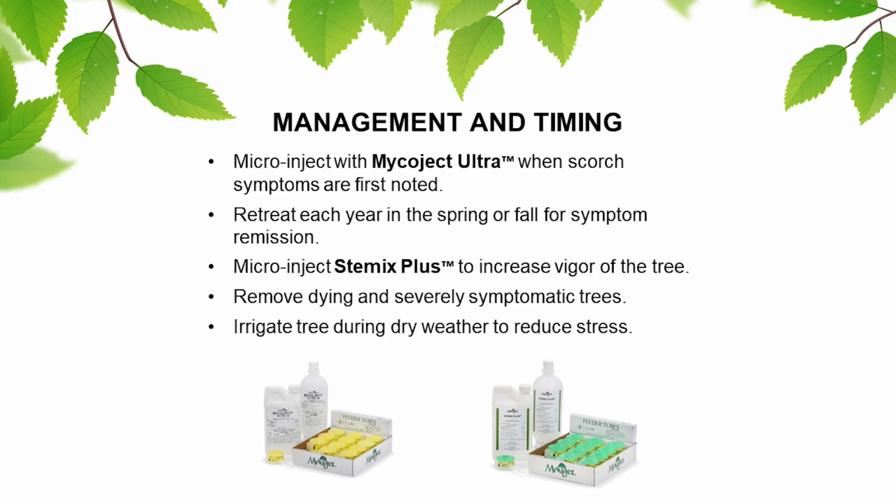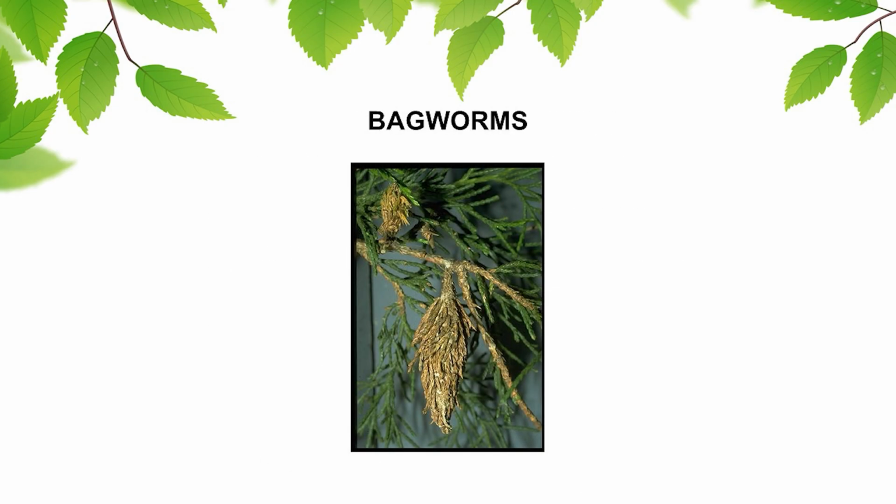Remove dying and severely symptomatic trees. Irrigate trees during dry weather conditions to reduce stress. Microinject Ultra and Stemix Plus are both available in 6 milliliter capsules and 1 liter bottles.